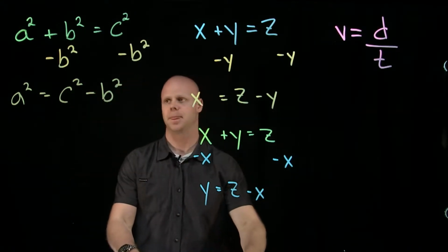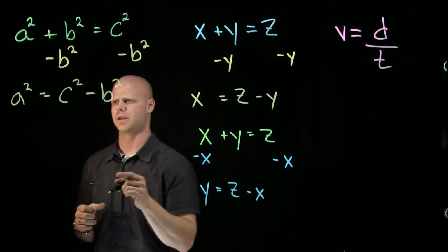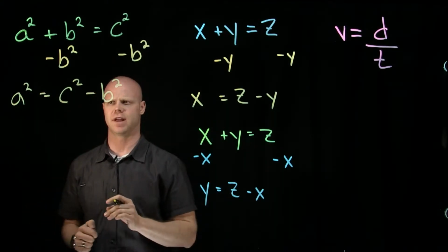So I'm not done yet because I'm trying to solve for a all on its own. And if I do this, I must get rid of that square root.